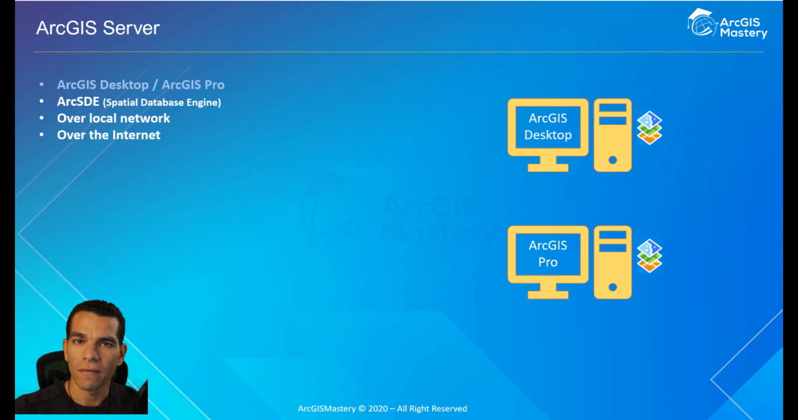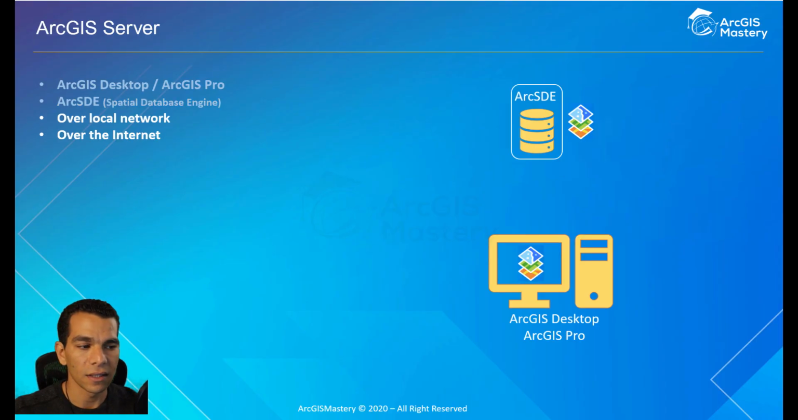So as you know, if you have ArcGIS Desktop or if you have ArcGIS Pro, you are using your maps and your software on your local machine. You are not sharing this data with anyone. If you create a file geodatabase, if you create a personal geodatabase, if you have any shape files, as we saw in the previous videos, we used it on our local machine.